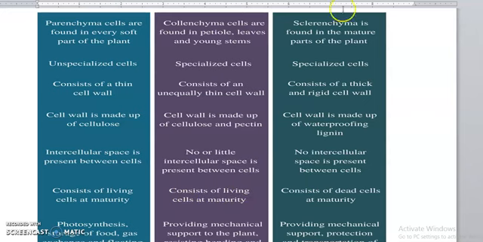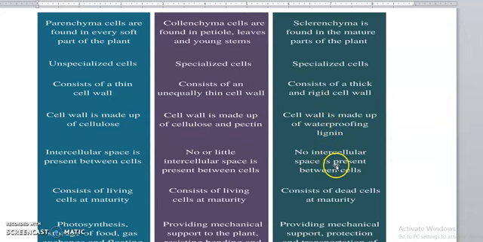Okay? Now let's go to the third type, which is called sclerenchyma. Sclerenchyma is found in the mature part of the plants, which means these parts will not grow anymore. They are also specialized cells, consisting of a thick and rigid cell wall, which means at this level the plant is not able to bend. Cell wall is made up of waterproofing lignin, which is completely a different component in comparison to the first and second cell types.